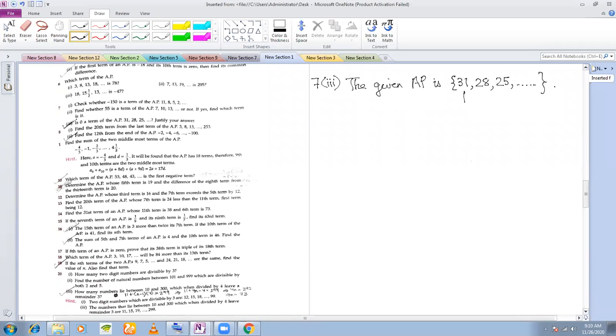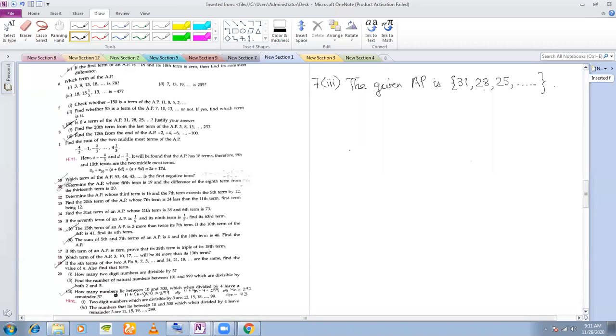See that 31 is there. It is decreasing from 31 to 28 to 25. So it's quite possible that 0 may be a term. Sometime after a few terms, the terms will come to say 4 and then 1 and then 0, something like that. So it's quite possible that 0 may be a term, but it may not be. We have to check whether 0 is in this AP or not.